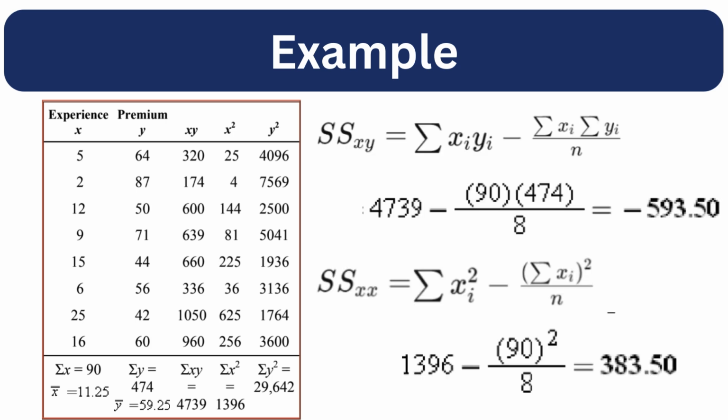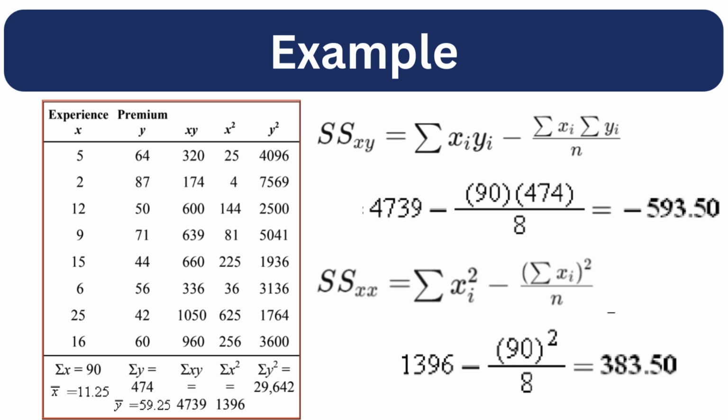Now we can put these values into the sum of squares equations. For example, for sum of squares of xy, summation of xy is 4739, summation of x is 90, summation of y is 474, and n is the total number of instances in the dataset, that is 8. So we calculate the sum of squares of xy. Similarly, we will put the values in sum of squares of xx and calculate its value.